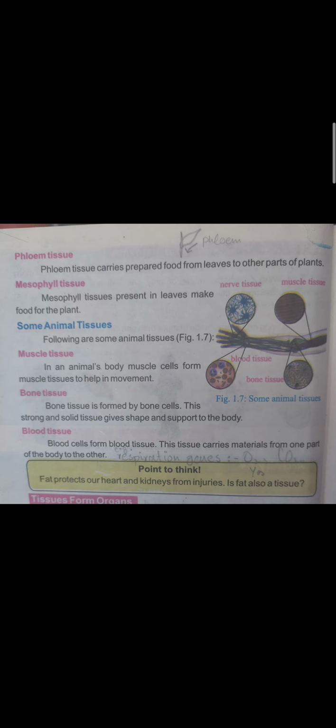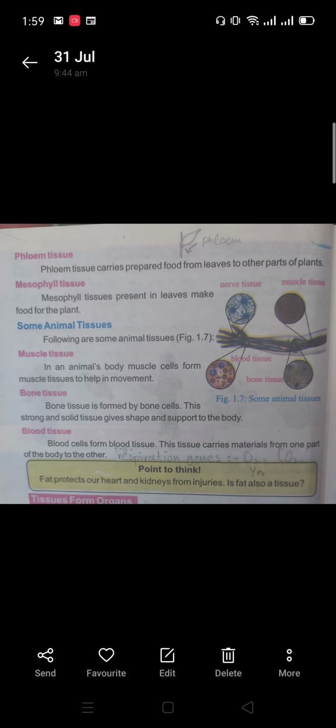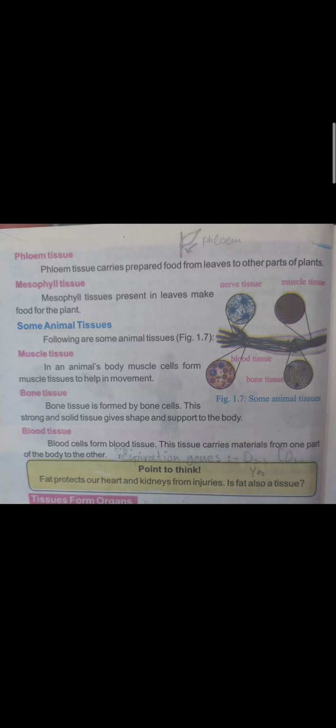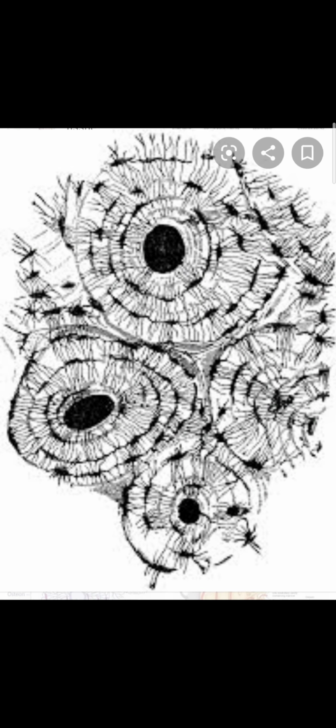Muscle tissue. In an animal's body, muscle cells form muscle tissues to help in movement. These are three types of muscle tissues. Next is bone tissue. Bone tissue is formed by bone cells. The strong and solid tissue gives shape and support to the body. Muscle tissues are attached to the bone tissues. This is an example of microscopic bone tissue.